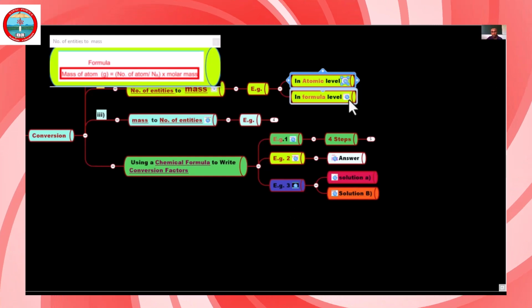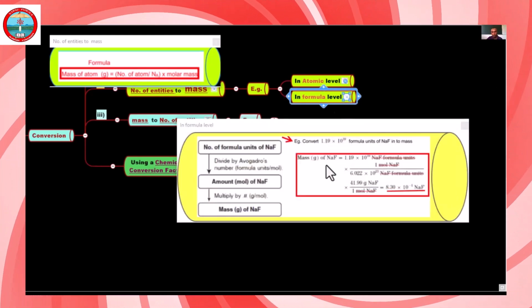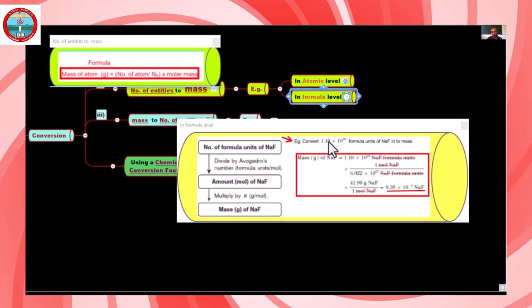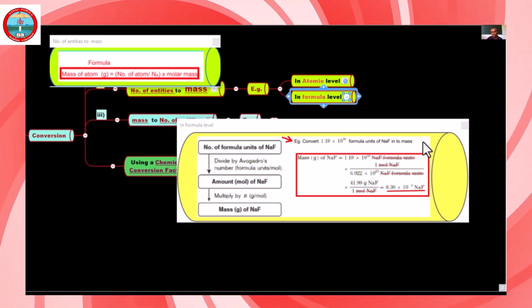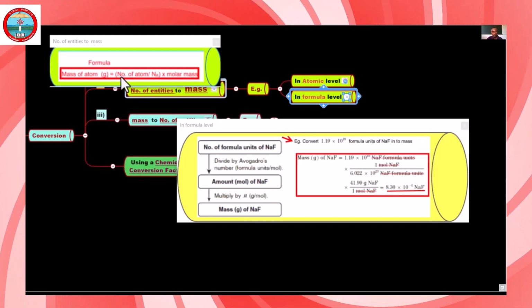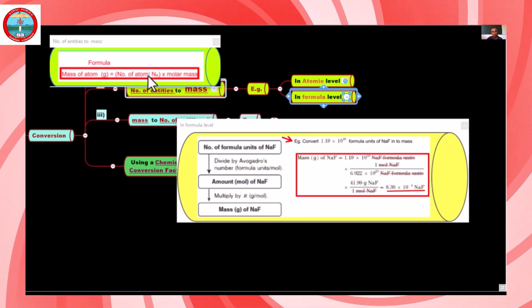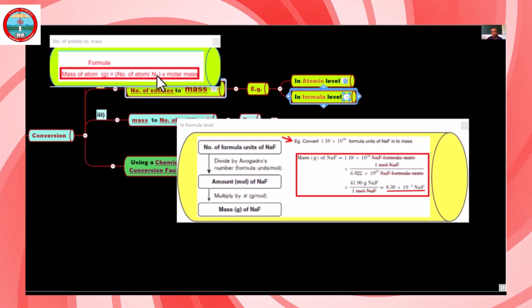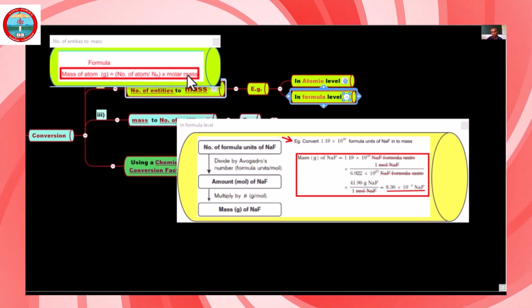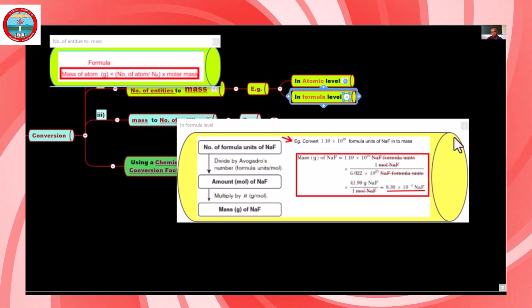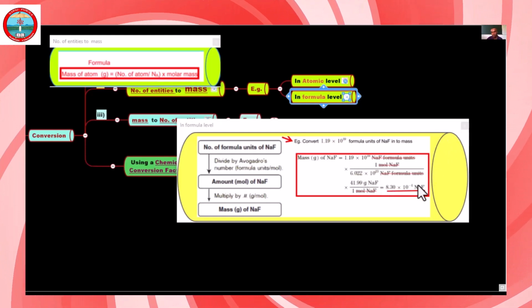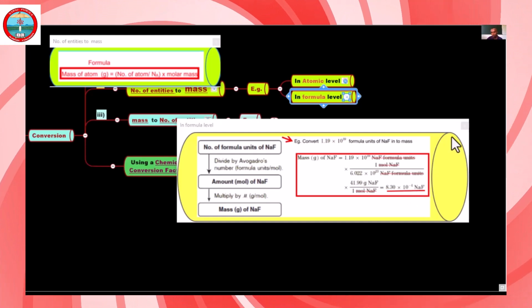And at the formula level, convert 1.19 times 10 raised to 19 formula units of sodium fluoride into its mass. In a similar way, divide the number of formula units by the Avogadro number and then multiply by the formula mass, and the answer will be 8.73 times 10 raised to minus 4 gram of sodium fluoride.